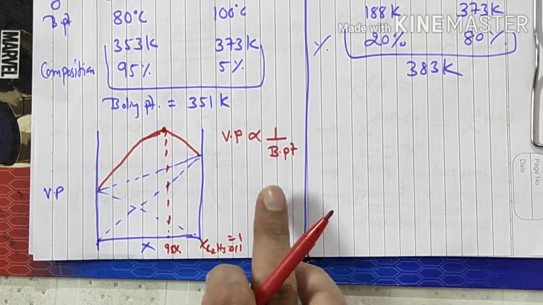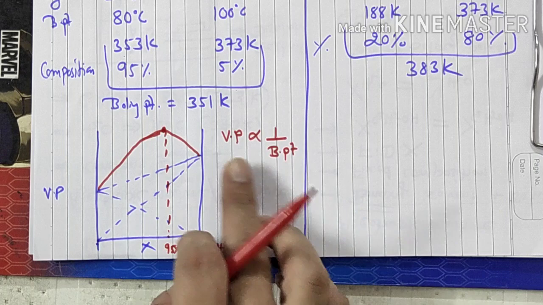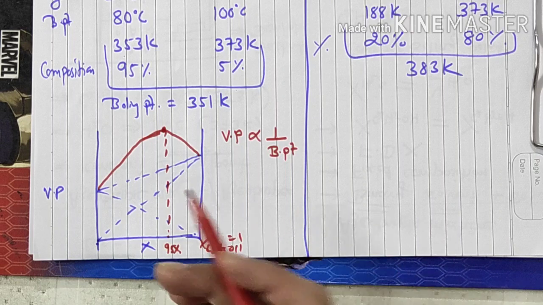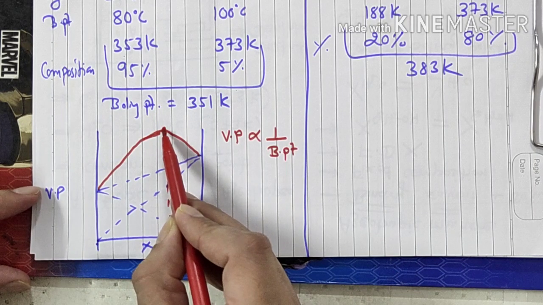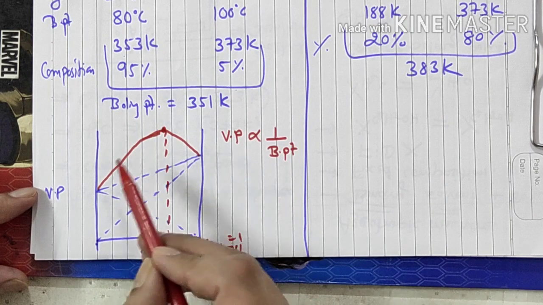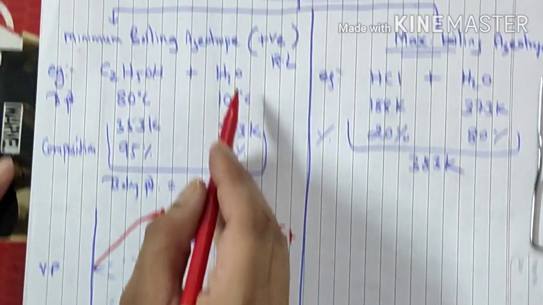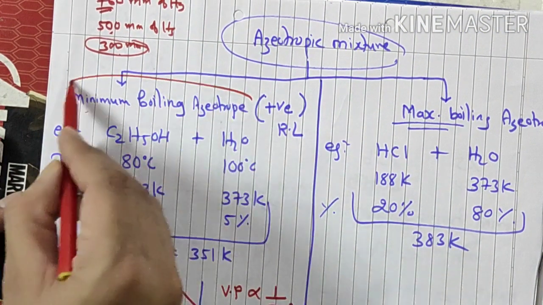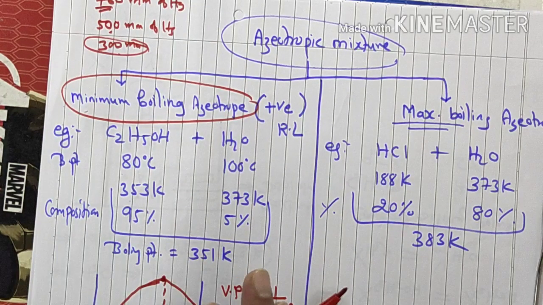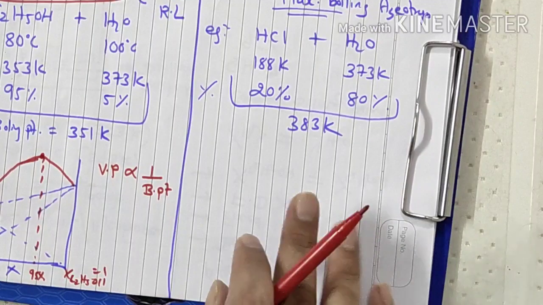So that is what I want to explain over here, that vapor pressure and boiling point are inversely proportional. Got that, student? Right. Okay. Now understand, यहाँ vapor pressure सबसे ज्यादा है तो obviously इसका boiling point सबसे कम होगा. Got that? यहाँ vapor pressure सबसे ज्यादा, boiling point सबसे कम, and that's why it is called minimum boiling azeotrope. Clear, student? Understood? Right.